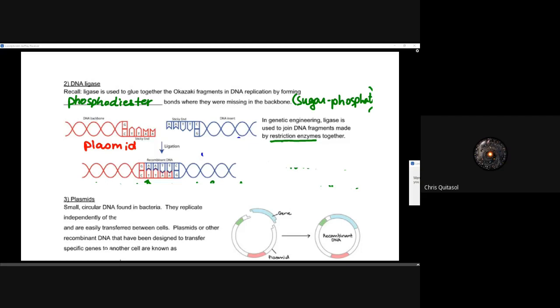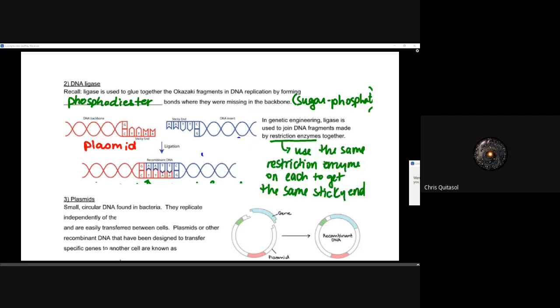So in genetic engineering, DNA ligase is used to rejoin DNA fragments that were created by the restriction enzyme. It's interesting to think that the same restriction enzyme is used on each of those genome codes, the DNA backbone as well as the DNA insert, and it allows the sticky ends to connect. That ligase will reform those bonds, and we can now start to combine plasmids with a specific gene of interest. That phosphodiester bond is reformed as a result of DNA ligase.